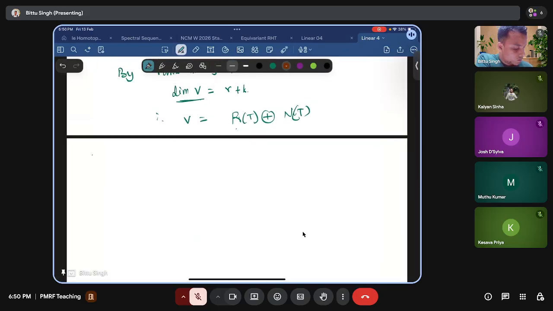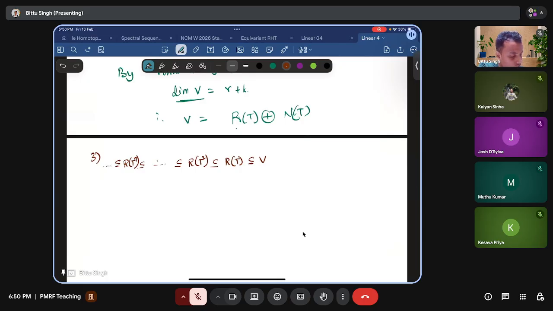So in the third part, we need to observe a fact. The fact is, range of T is a subspace of V, and again, range of T square is a subspace of range of T, and it will continue like this, right?